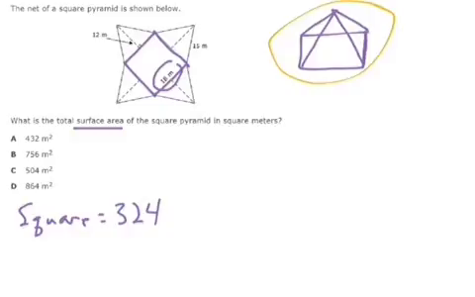And then we need to do the triangles. The cool thing about this is all of these triangles are the same. This triangle, this one, this one, this one, all have the same measurement. So if we find the area of one of them and then multiply it by 4, or add it 4 times, but multiplying by 4 would be a little bit faster, then that will give us the total area for all of those triangles.